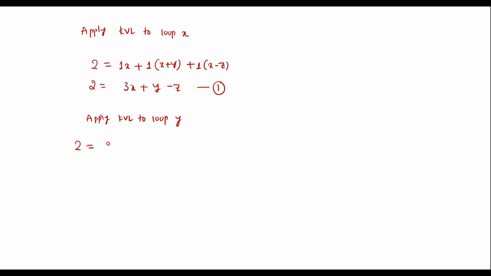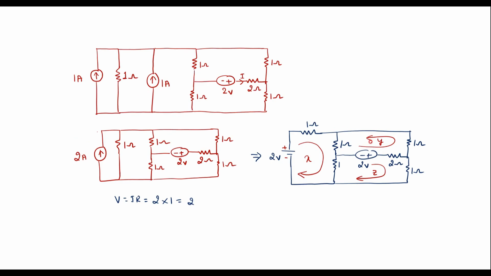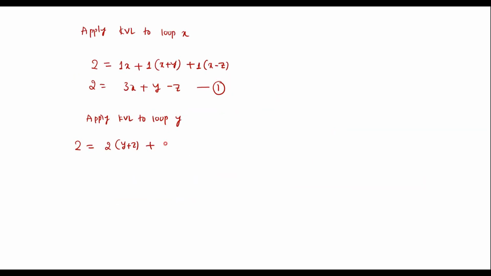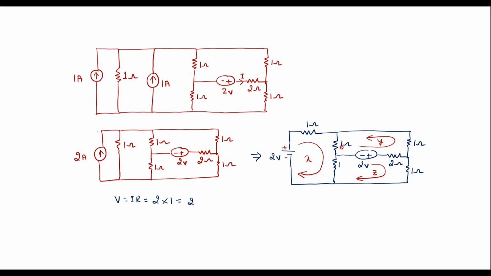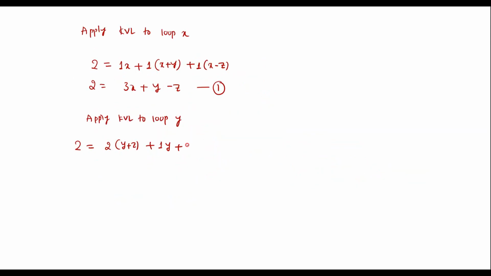So it will be 2 in bracket Y plus Z plus, then current Y flows through the 1 ohm resistor, so that will be 1Y plus, then current Y flows in the 1 ohm resistor, but in this 1 ohm resistor current X is also flowing. So we should consider X plus Y, that is 1 into X plus Y. Let me simplify, that is 2 is equal to, here we have 1X, 2Y plus 3Y plus 1Y, that is 4Y, plus we have 2Z. Let me call it equation 2.